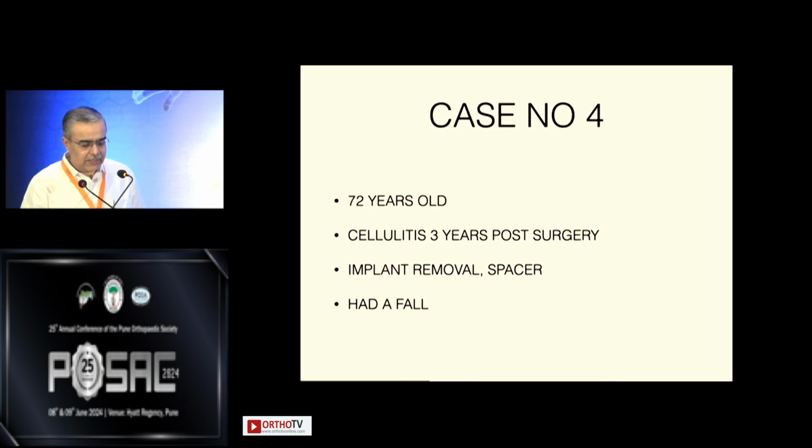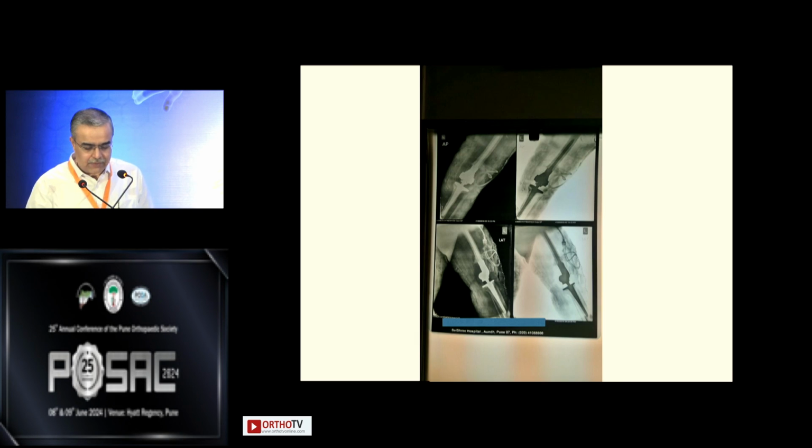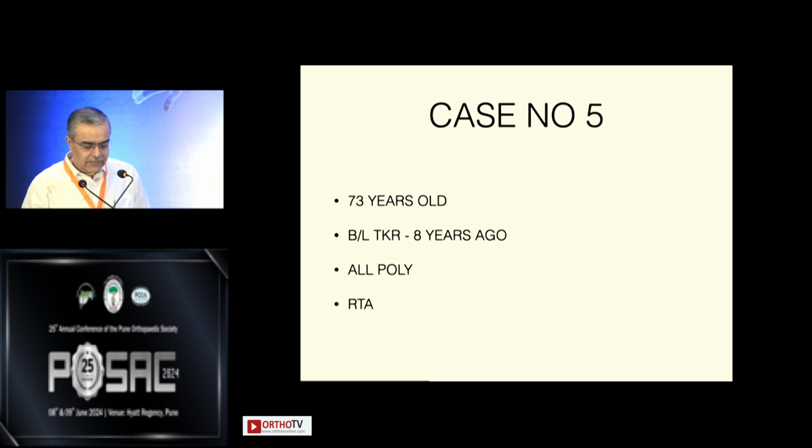The patient, 72 years old, cellulitis 3 years post-surgery, implant removal and spacer was done. She had a fall on that spacer, and this is how it presented to us. And distal femoral replacement was done in this case because of poor bone stock, and we did not have any other option. 73-year-old, bilateral TKR was done.